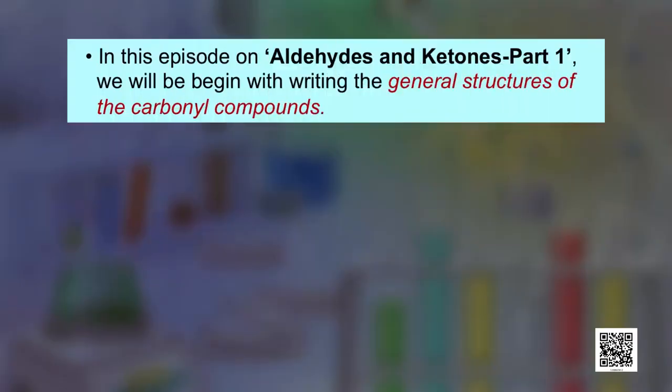Welcome learners to this session on the topics aldehydes, ketones and carboxylic acids of unit 12 of class 12 chemistry book part 2. We will be discussing important aspects of chemistry of aldehydes, ketones and carboxylic acids in 4 sessions. In this session on aldehydes and ketones part 1, we will begin with writing the general structures of carbonyl compounds.